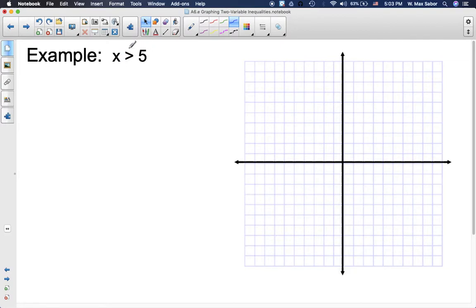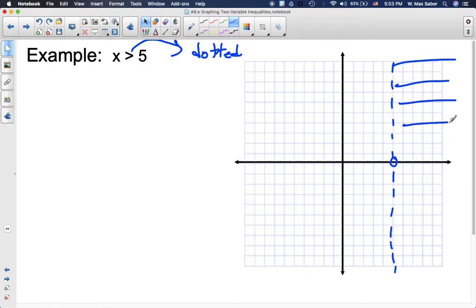X is greater than 5. Well, that says it's a dotted line. If you remember how to graph x equals 5, that's a vertical line starting from x is 5. So we go to x is 5, make our vertical line, and now we say x is greater than 5. These are the points with an x-coordinate larger than 5.